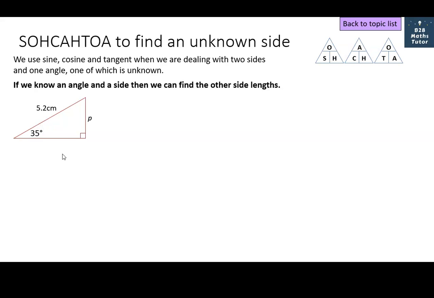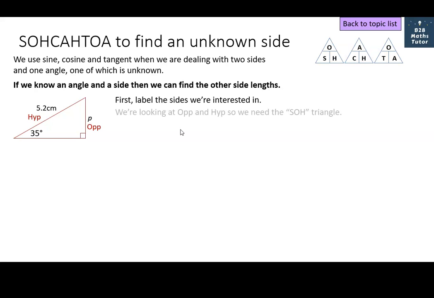So let's label the sides we're interested in first. P is opposite the angle that we're looking at, and the 5.2 is opposite the right angle, so that's the hypotenuse. So we've got the opposite and the hypotenuse. Since we're dealing with O and H, we need the SO triangle. So we write out the equation. Sine of x is opposite over hypotenuse. In this case, that means sine of 35 degrees is p over 5.2.